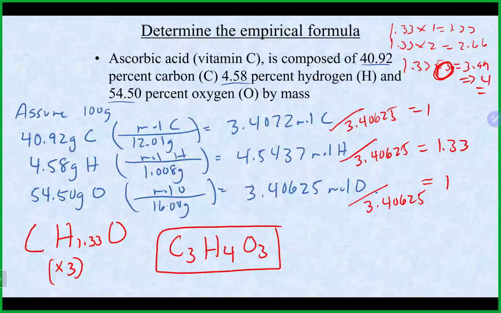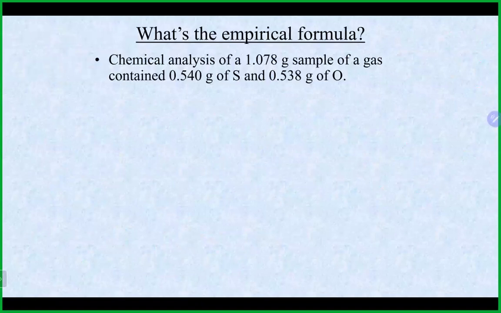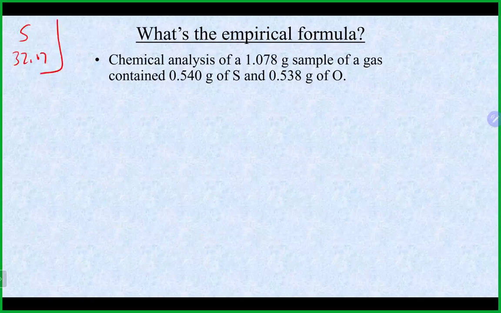So why don't you try one here? Let's see what we got going on. What's the empirical formula for 0.54 grams of sulfur and 0.538 grams of oxygen? Sulfur is 32.07, oxygen is 16. Take a few moments and calculate that empirical formula.